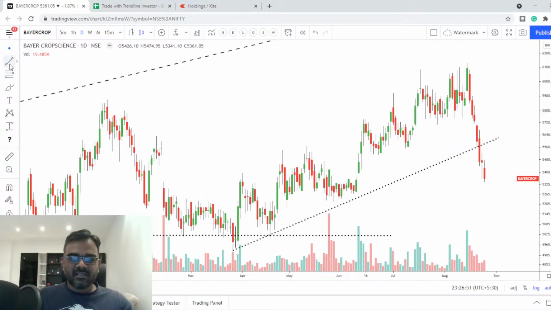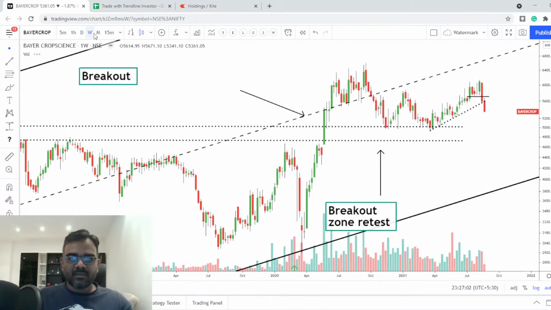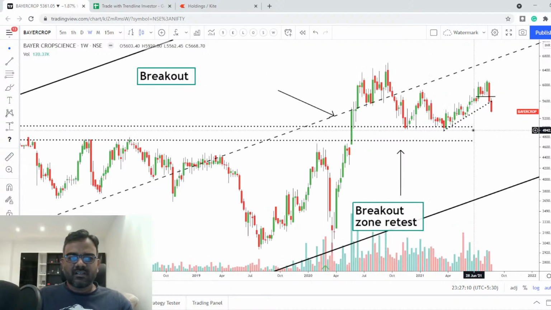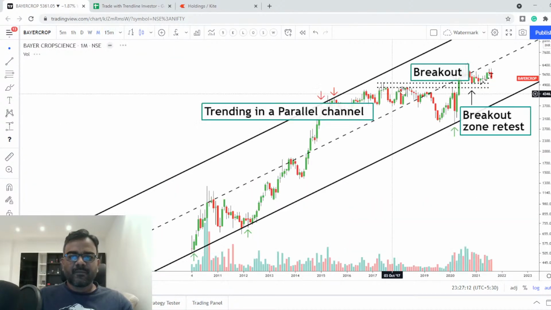But I think we recommended this in a newsletter, and we gave an exit when it went below this. From a newsletter perspective, you should have exited around 5,700 if you're a short-term positional trader. But there is a very good support around 5,000 levels. So unless it goes below 4,975, you can still be invested in it.